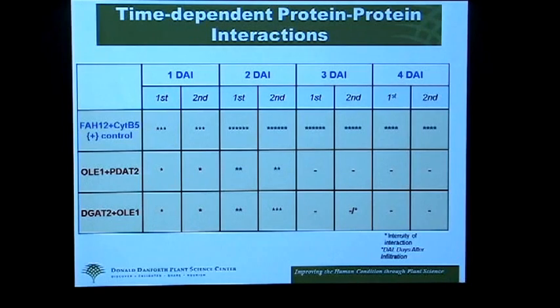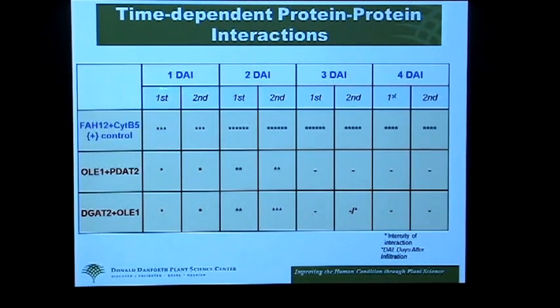So among all the proteins that we tested here, we found an interaction, and this is a chart showing the intensity of the interaction here. So FH12 and CYTB5 is our control protein that we use. These two proteins are known to have a positive reaction when they are fused together. So this is why we use it as our control.